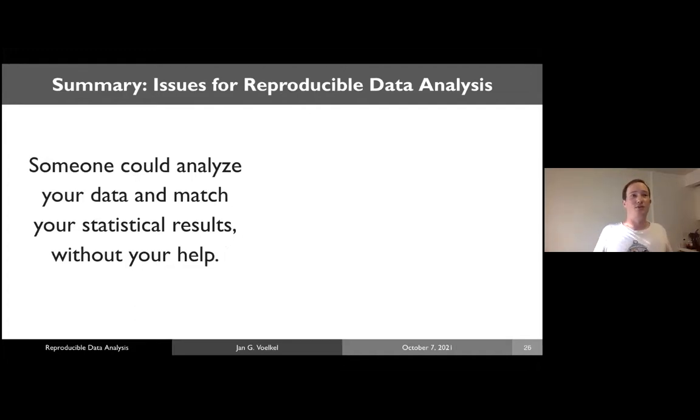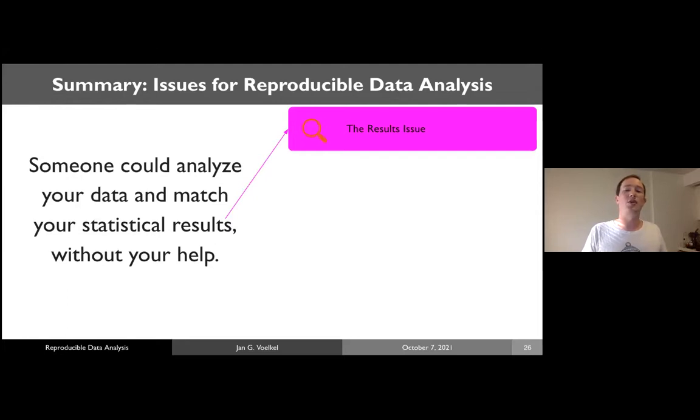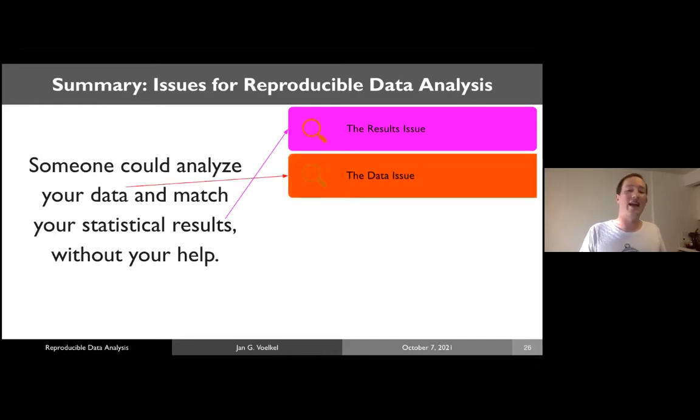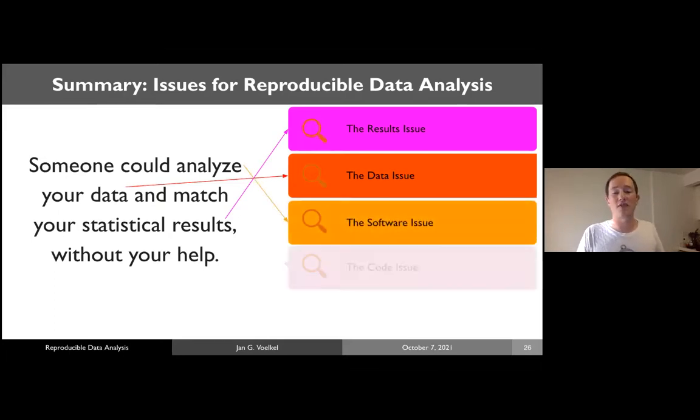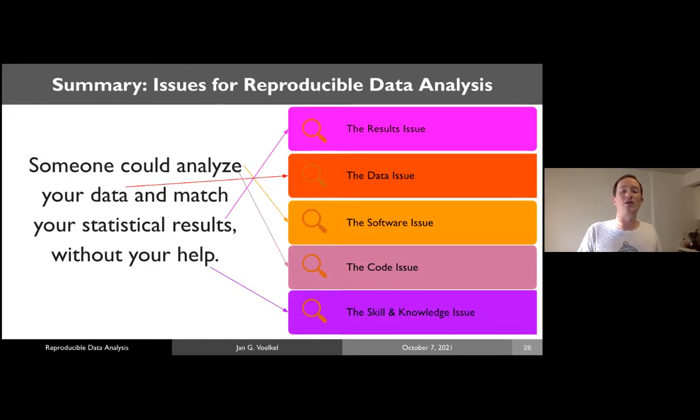Okay, so to summarize, based on the definition of reproducible data analysis, I've tried to piece out what all of the issues for reproducible data analysis are. All steps where access could be lacking. I've talked about the results issue, needing access to the results in the first place, needing access to the data in order to conduct one's own analysis, needing access to the software and being able to run the same code, and needing the skills and knowledge to understand the code of the original authors.